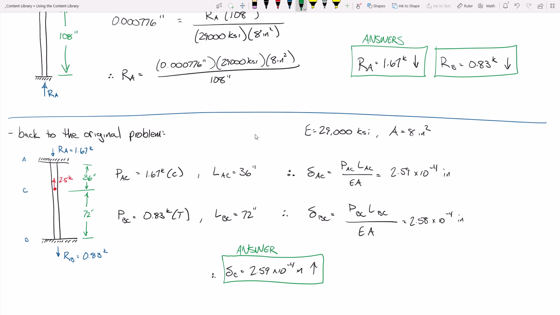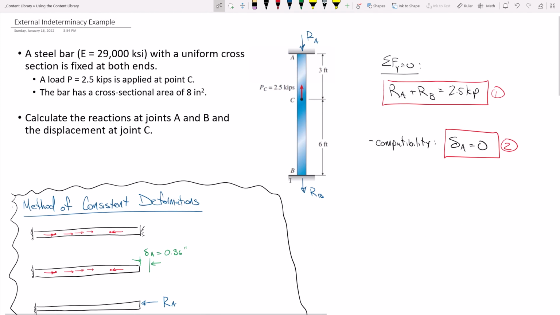And here's the parameter. What if I took this bar and heated it up? When I heat things up, they expand. When I cool things down, they contract, right?